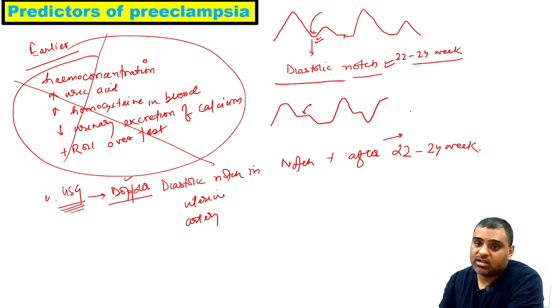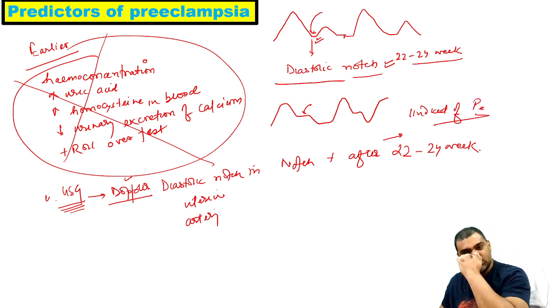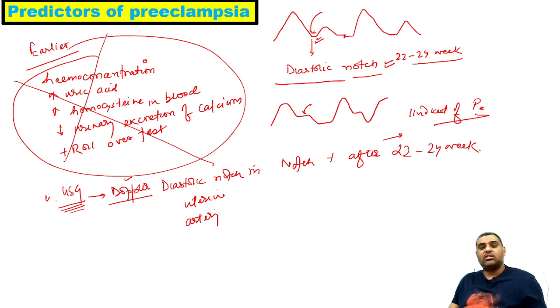then it is an indicator of preeclampsia. Okay, so if they ask you what is the best indicator, it is the notch: presence of diastolic notch after 22 to 24 weeks in uterine artery Doppler is the best indicator.